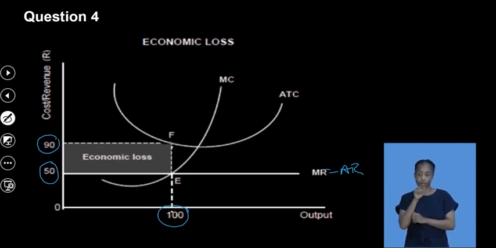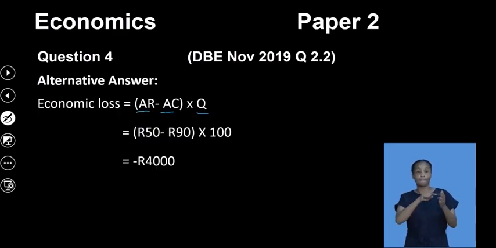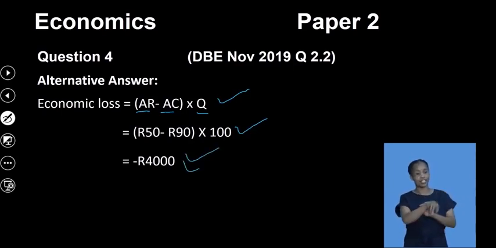So you simply say AR less AC, multiplied by quantity. Now let's go. AR minus AC times quantity. Again, show working. So you get 50 less 90, we are substituting now, multiplied by 100. Remember to put brackets, and then you are going to get the answer as negative 4,000. The 2 methods should give you the same answer.